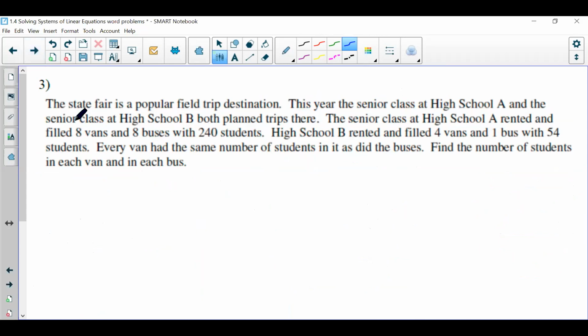Okay, I think we just have one last one here. The state fair is a popular field trip destination when it's not COVID. This year, the senior class at high school A and the senior class at high school B both planned trips there. Senior class A rented and filled 8 vans and 8 buses for a total of 240 students. B rented and filled 4 vans and 1 bus for a total of 54 students. Every van had the same number of students in it, as well as the buses. Find the number of students in each van and in each bus. Suggestions?